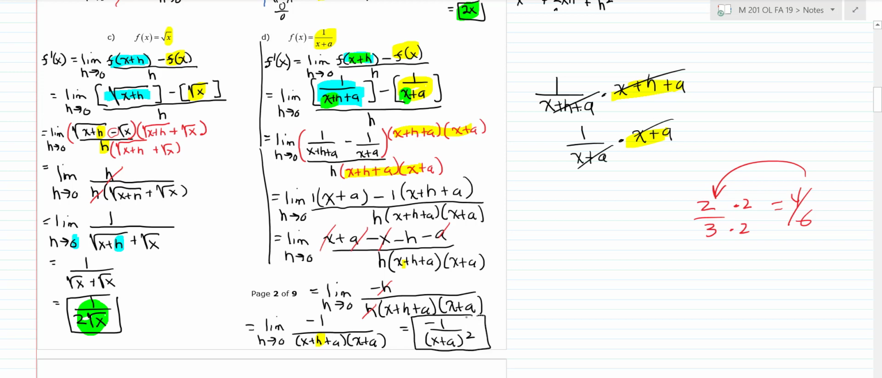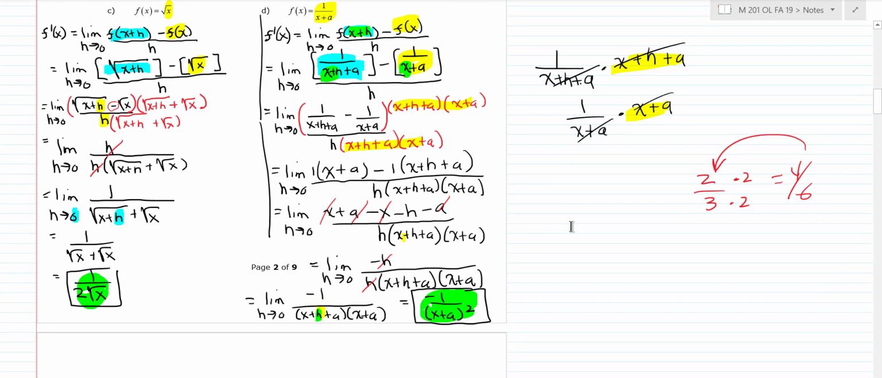And I kind of did that in my head, but the idea is that it's pretty easy to see. That thing goes to 0, so you're left with x plus a times x plus a, so just write it out like that. So that would be the answer to that derivative. Okay, good place to pause if you need to stop and think through what I just did.